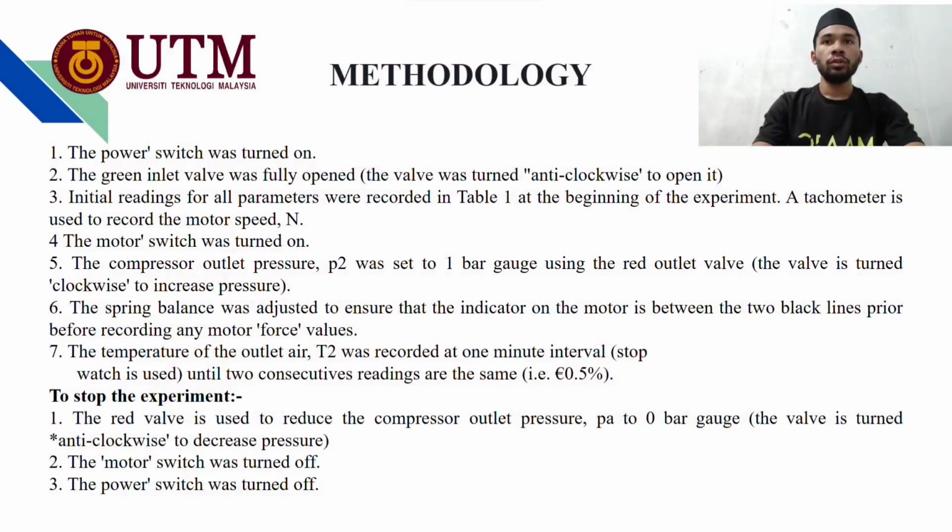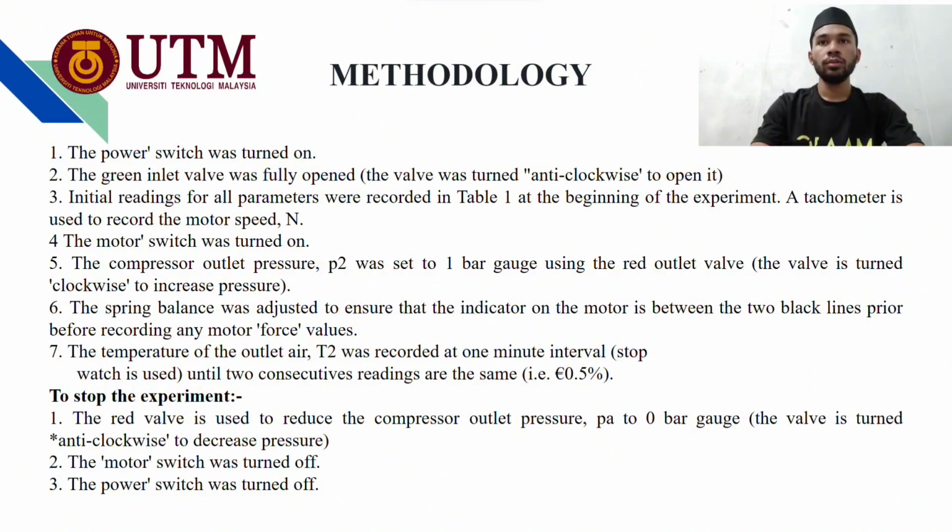Next, we continue with the methodology, which is the procedure. First, the power switch was turned on. Second, the green inlet valve was fully opened. The valve was turned anti-clockwise to open it. Third, the initial readings for all parameters were recorded in table 1 at the beginning of the experiment. The tachometer is used to record the motor speed.